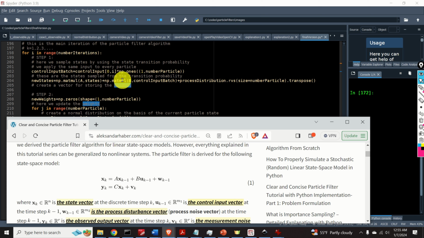Similarly, the same thing happens over here. This term, b times control input batch, is not simply b times uk minus 1, it's actually b multiplying a row vector storing all the inputs from the previous time steps. And over here, we draw samples from the distribution describing wk minus 1. However, we don't draw a single sample, we draw a number of samples equal to the number of particles, as you can see over here.